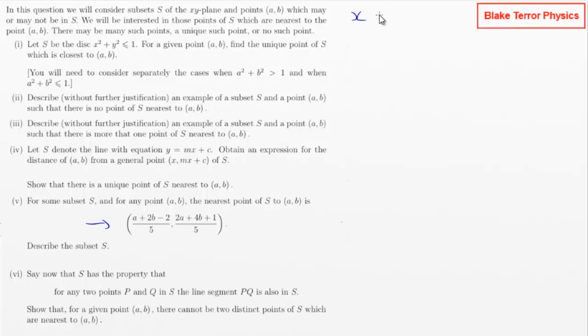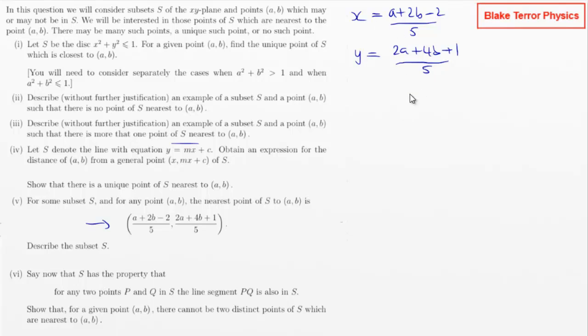So we've got the X is, because you can see the way I'm going, just to give a bit of heads up on this in advance then, is you can see all of these S's we're defining as relationships between y and x. So we've got y equals mx plus c, x squared plus y squared is less than or equal to 1. So we want to get a relationship between x, which is a plus 2b minus 2 over 5, and y, which is 2a plus 4b plus 1 over 5.